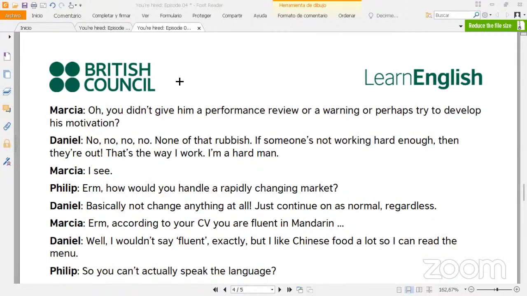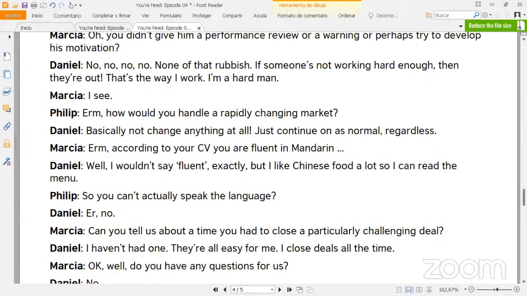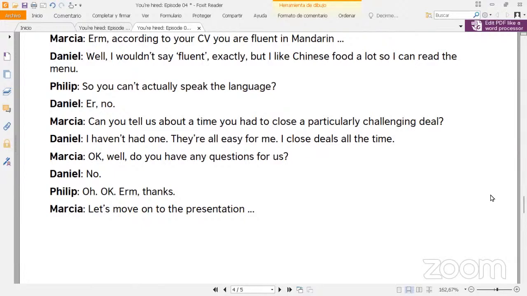Regardless. According to your CV, you are fluent in Mandarin. Well, I wouldn't say fluent exactly, but I like Chinese food a lot, so I can read the menu. So you can't actually speak the language? No. Can you tell us about the time you had to close a particularly challenging deal? I haven't had one. They are all easy for me. I close deals all the time. Oh, well, do you have any questions for us? No. Oh, thanks. Let's move on to the presentation.